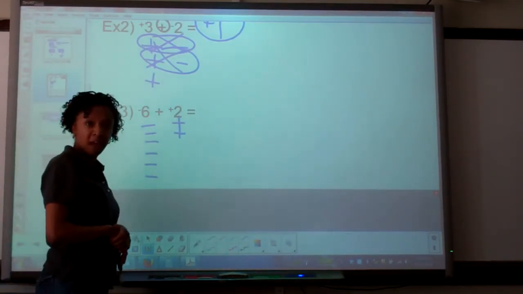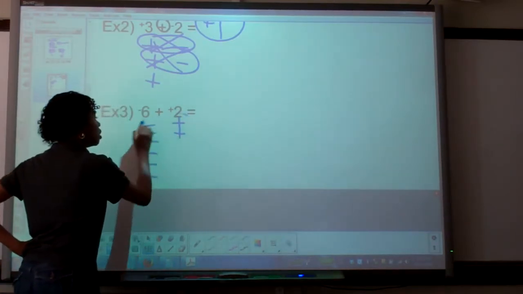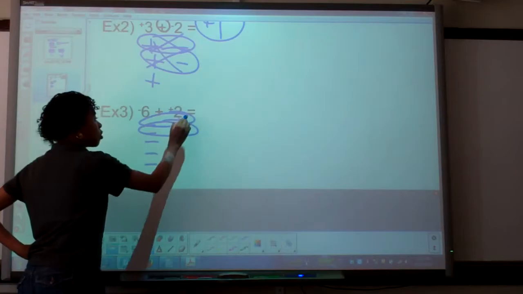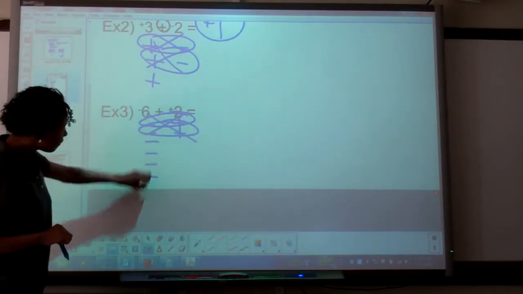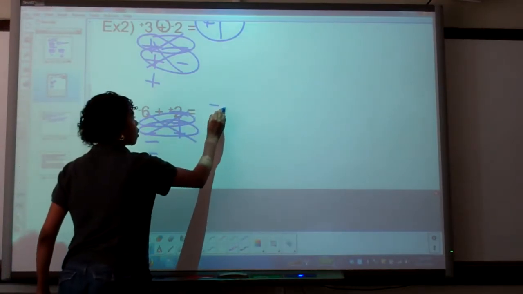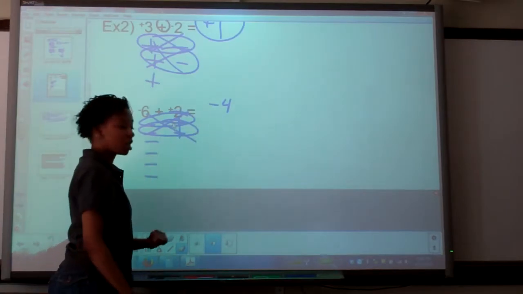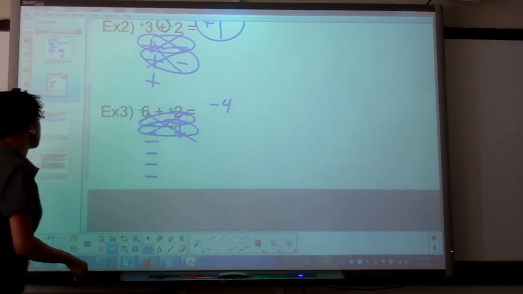Well, before I do that, I need to get rid of zero pairs because I got a mismatch of negative and positives. So there's 1 zero pair, 2 zero pairs, they're gone. Is my final answer in the same charge? The answer is yes. It's a negative 4. So that means that negative 6 plus a positive 2 equals a negative 4. Let's try another example here.